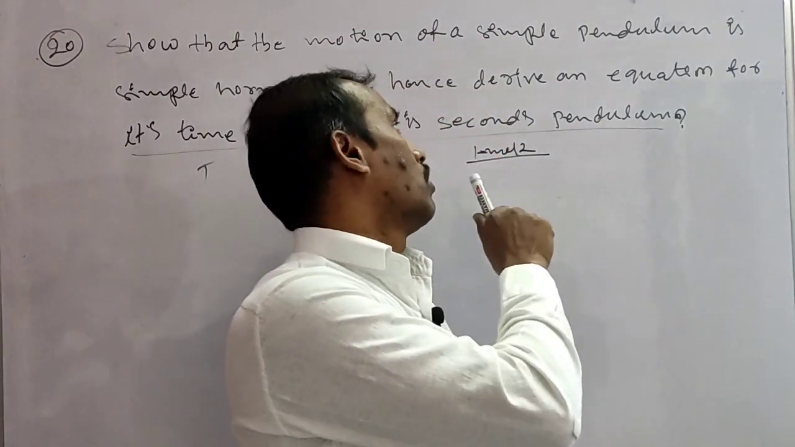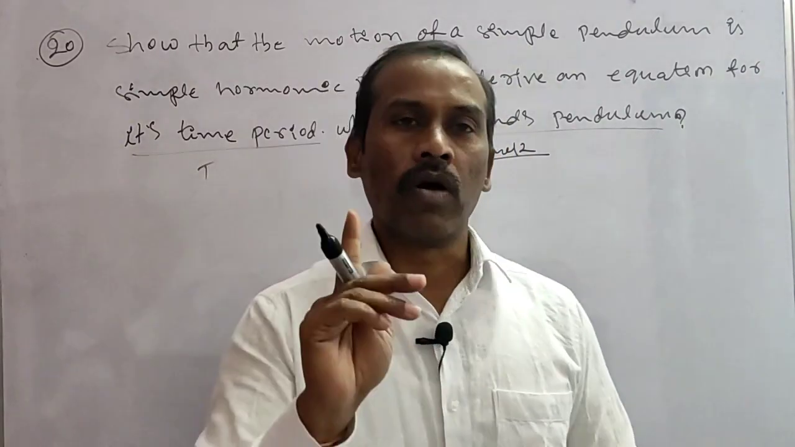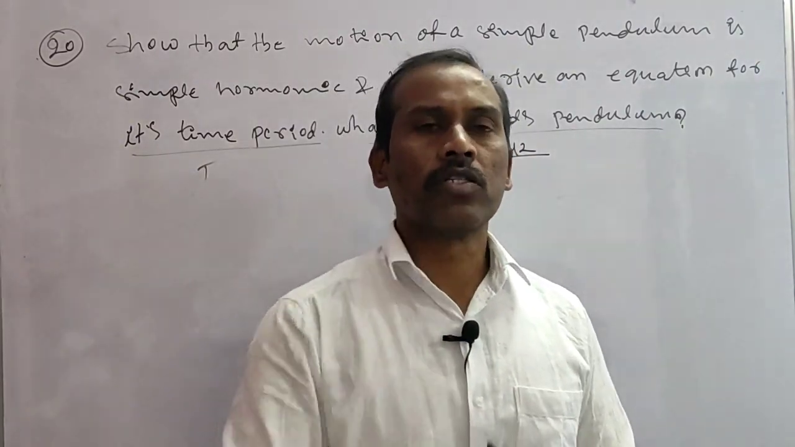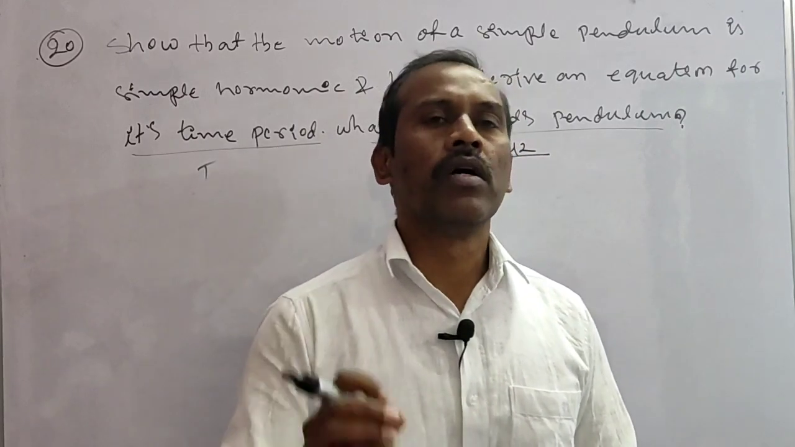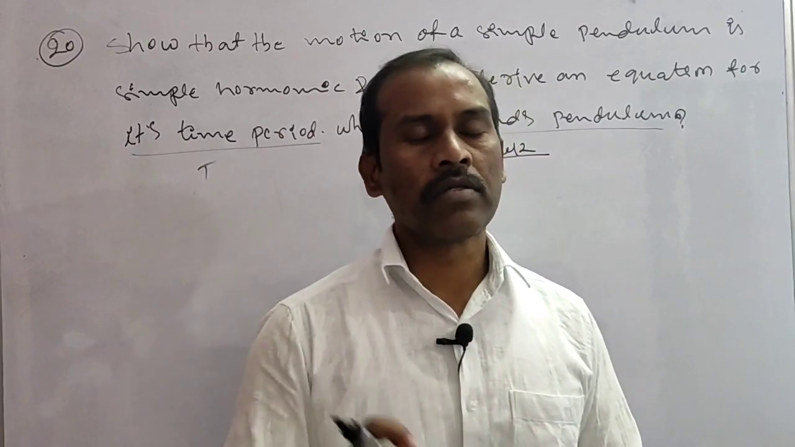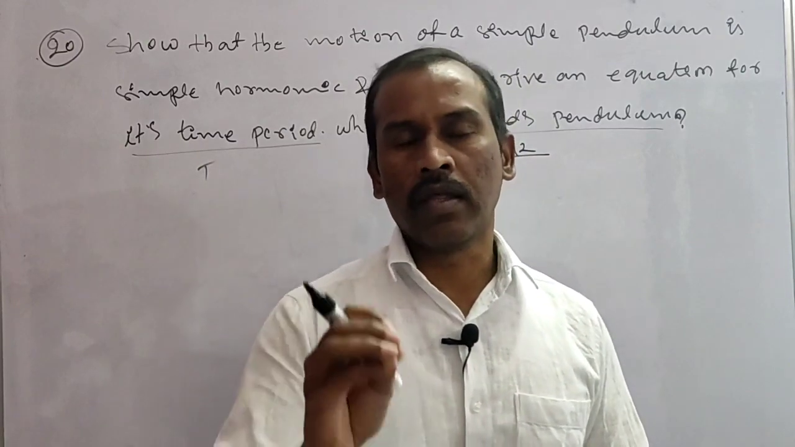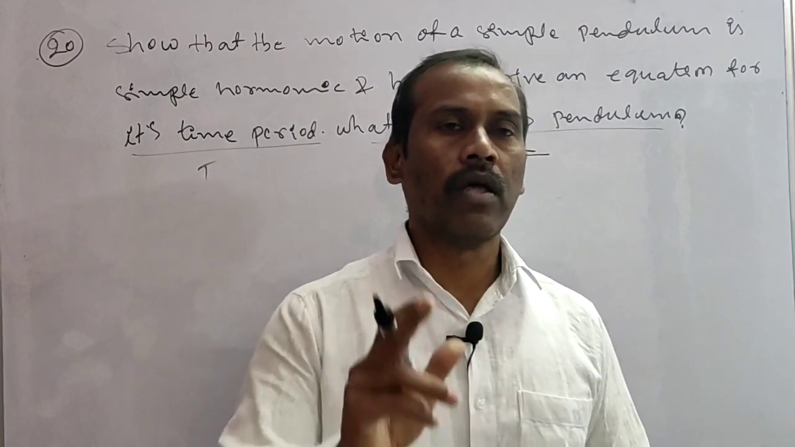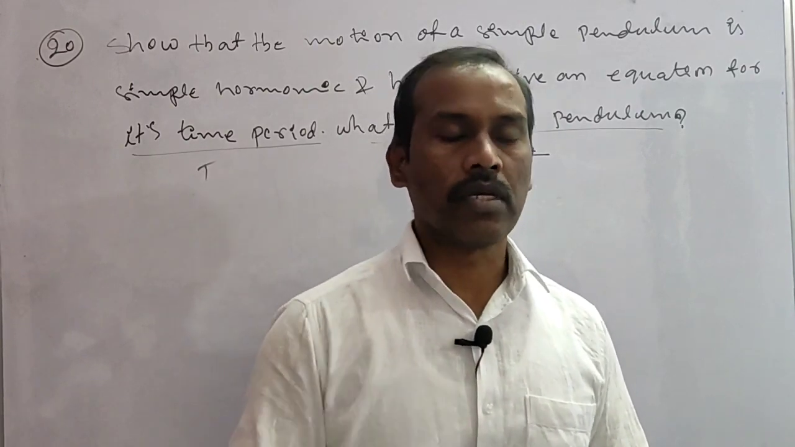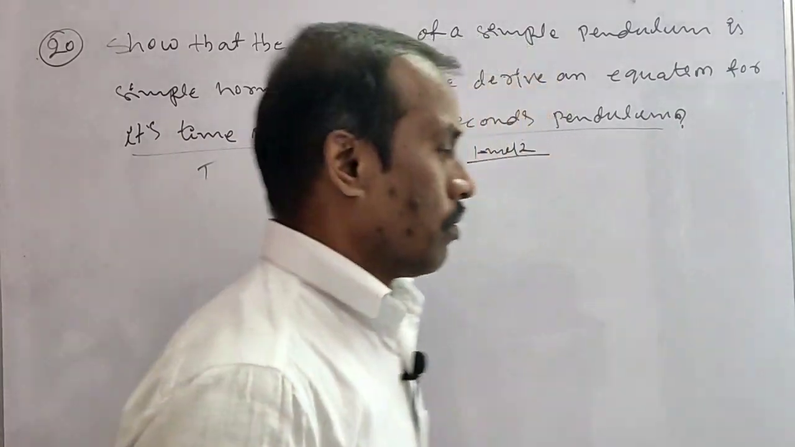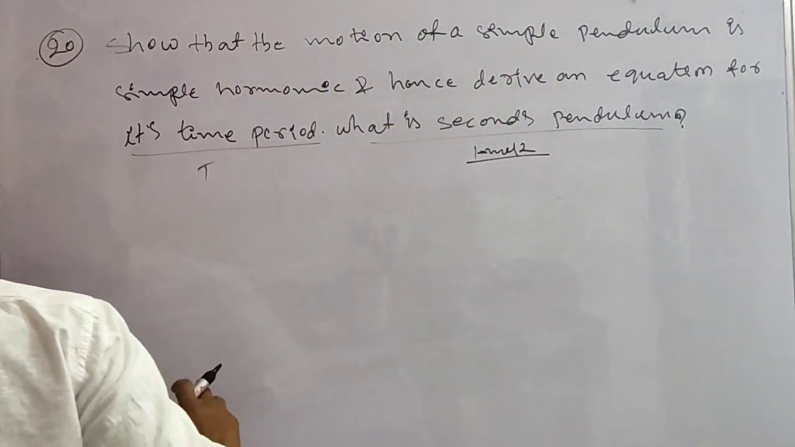Here, what is second pendulum? 1 mark. Simple. What is second pendulum here? The pendulum whose time period is 2 seconds is called here the second pendulum. The length of the second pendulum here is 1 meter or 100 centimeters. Okay. First of all, listen.